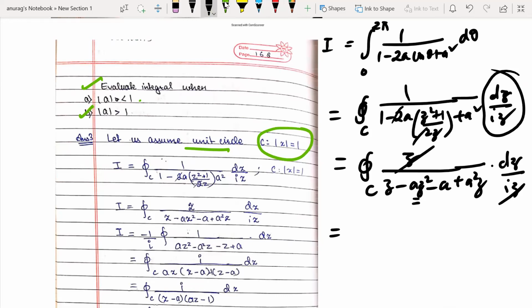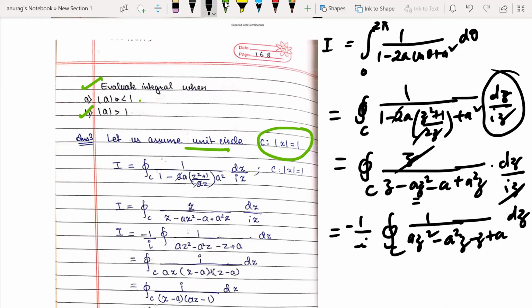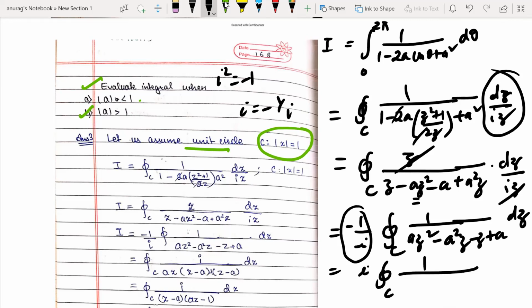So there are two possibilities. You can take minus 1 upon i outside. Then your quadratic term becomes positive: az square minus a square z minus z plus a, dz. Minus 1 upon i, everyone knows i square equal to minus 1, so i equals minus 1 upon i. So it will become i, and it can be broken into linear factors now. We can take az common here; that will be z minus a, minus 1. We can take minus 1 common; that will become z minus a. So you have two factors here.